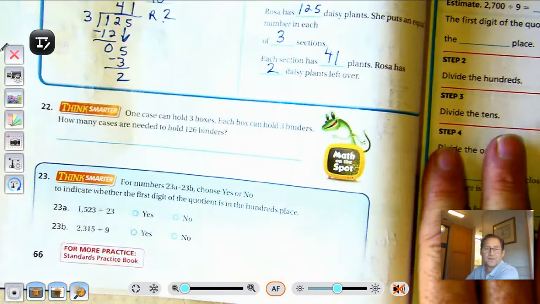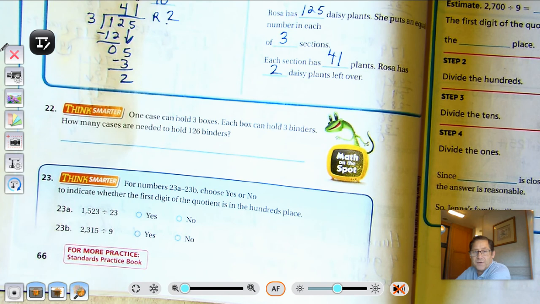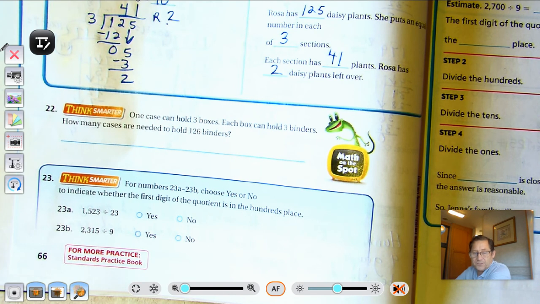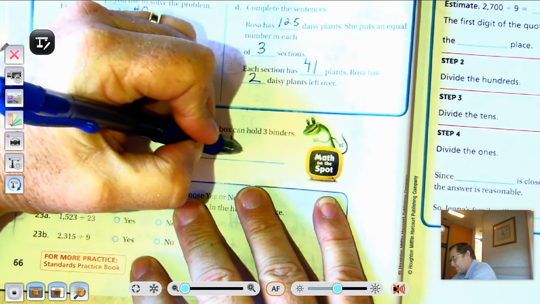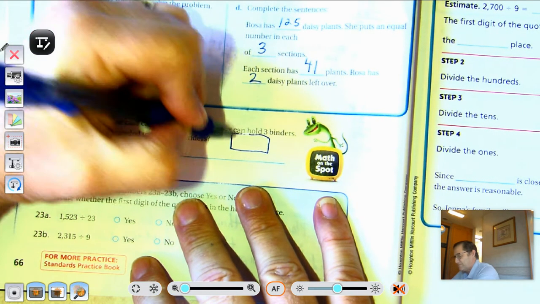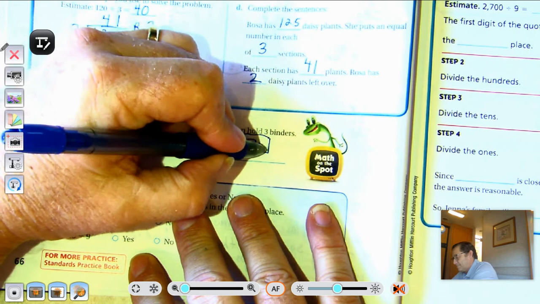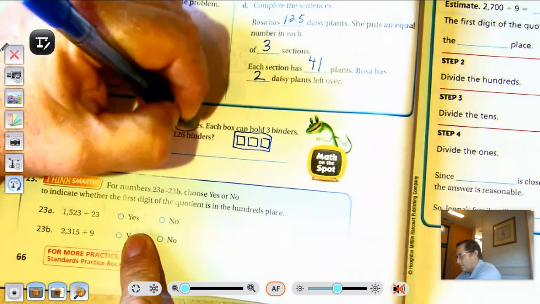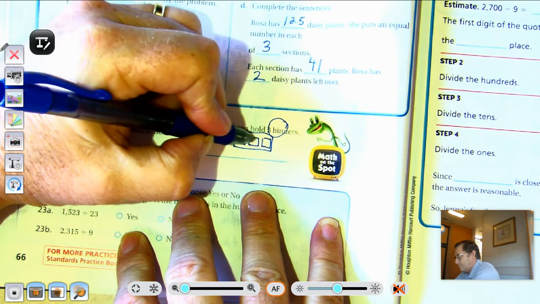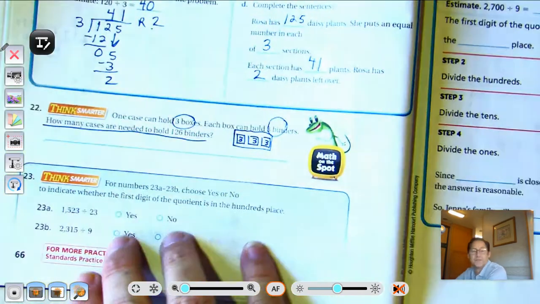All right, 22. One case can hold 3 boxes. Each box can hold 3 binders. How many cases are needed to hold 126 binders? Well, let's see. Let me see if I can draw this to make sure I understand. So if that's my case, each case can hold 3 boxes. Each box can hold 3 binders. How many cases are needed for 126 binders?